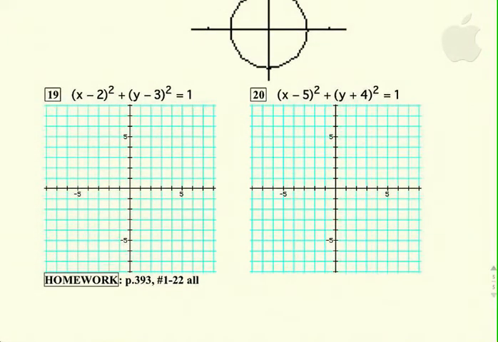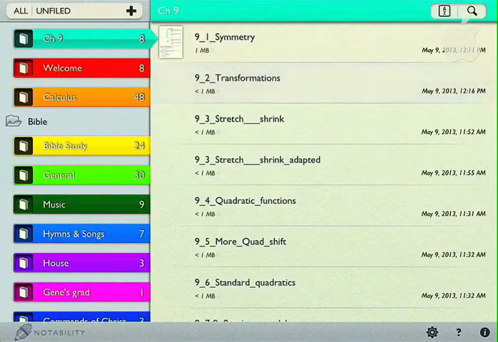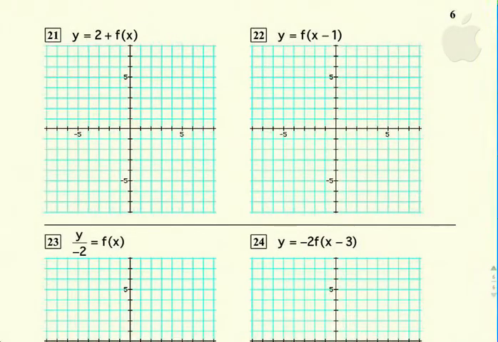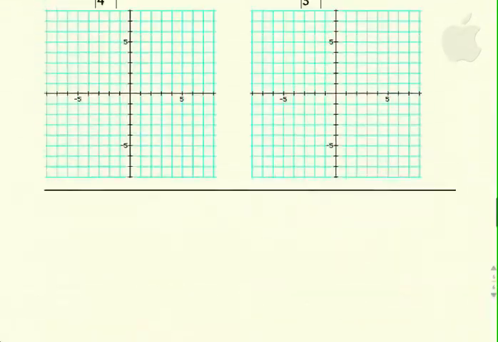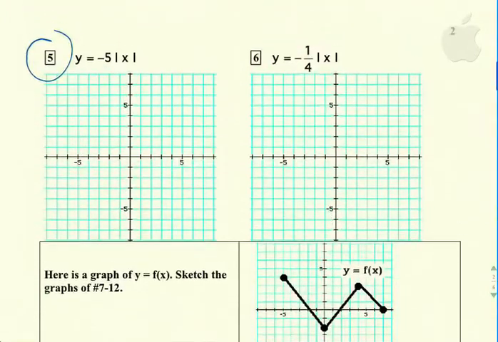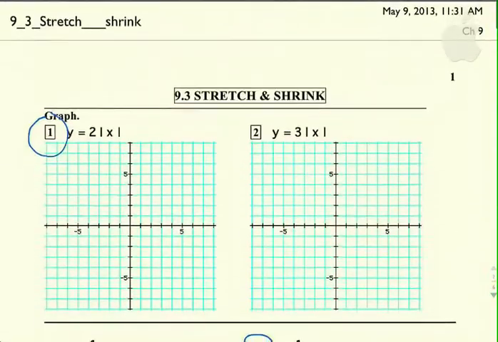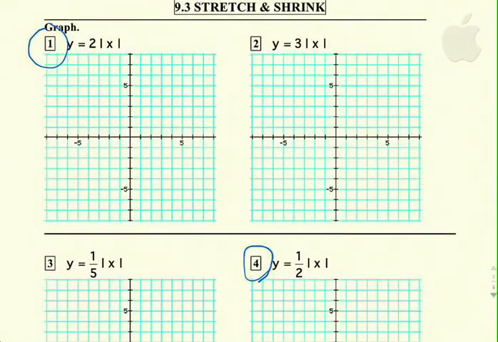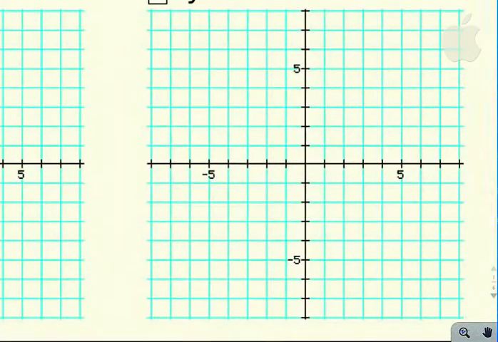Okay, that ends 9.2. So now let's go to 9.3. Again, we need to remember what the absolute value graph looks like, so let's put it right here. V-shaped graph.